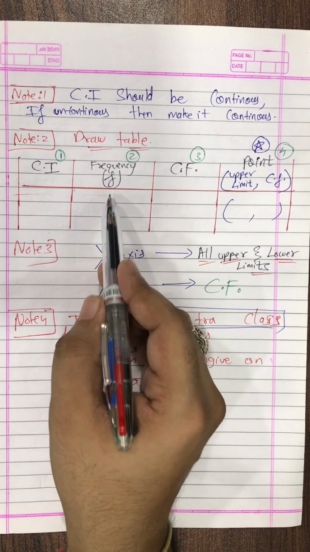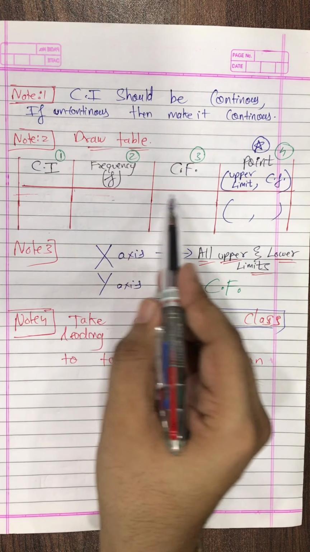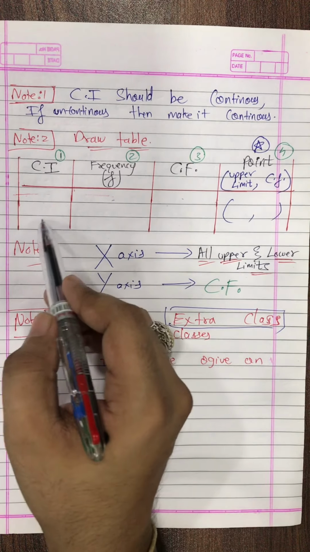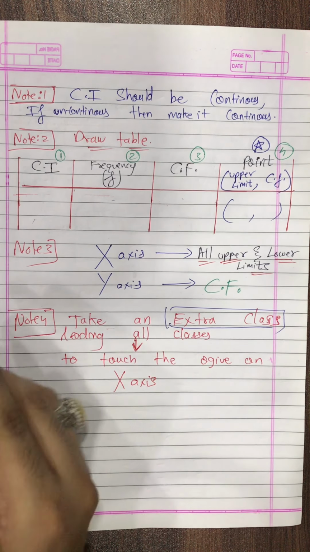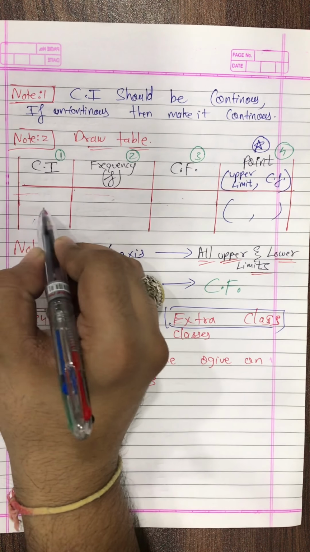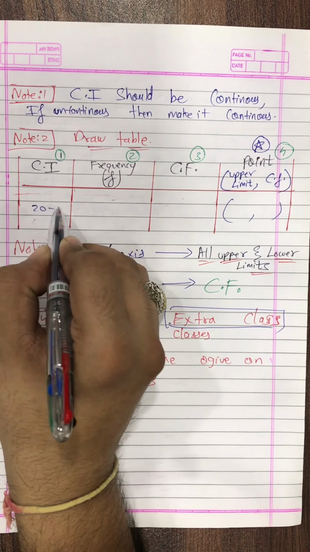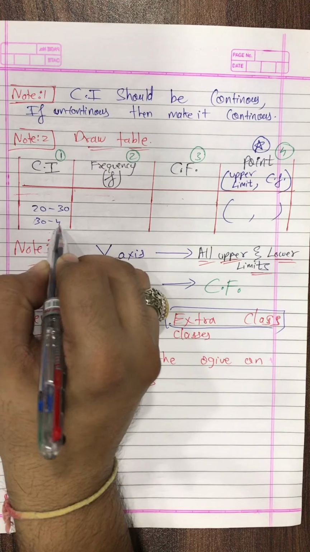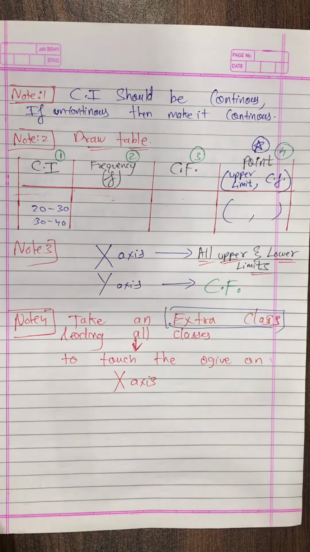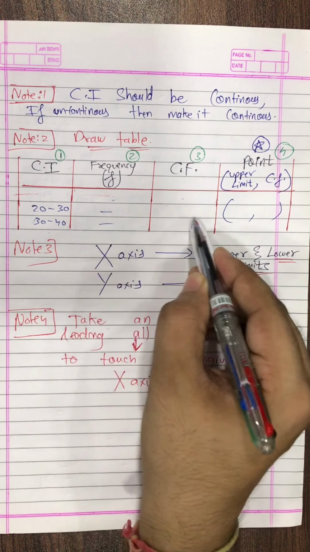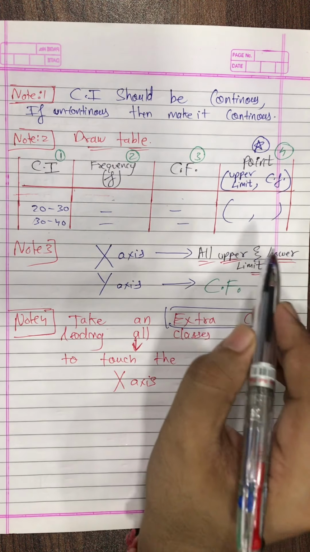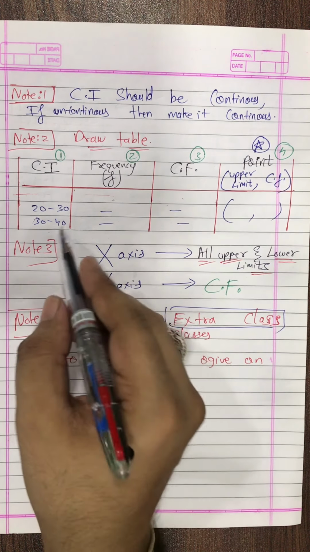And the frequency of that extra class will be zero because I took it myself, and the CF will also be zero. We take one extra class ourselves. How to take it, I will explain. Okay, I can give you one example here itself. For example, if I have something like 20 to 30, 30 to 40, these two are given in the question, and their frequencies are also given randomly, anything. So I'll find cumulative frequency and so on. Now take an extra class.